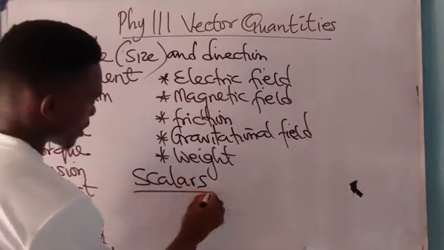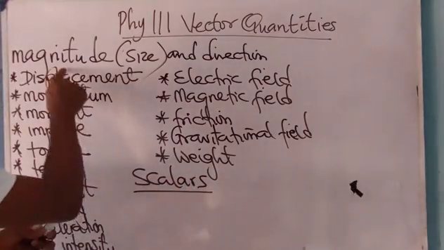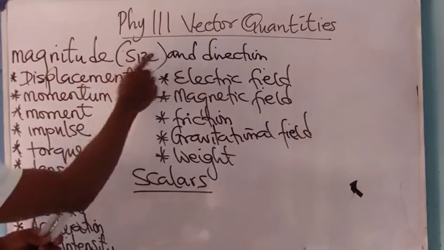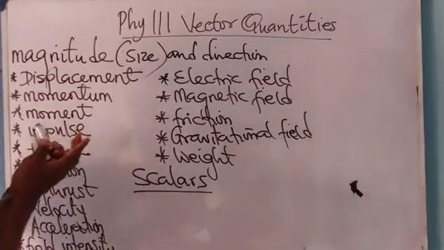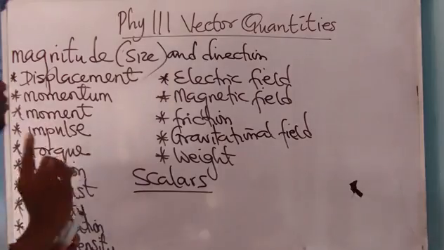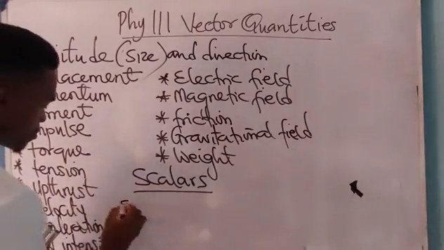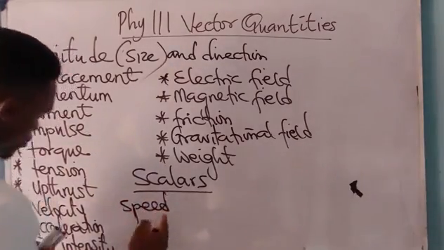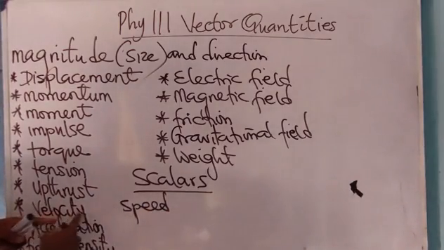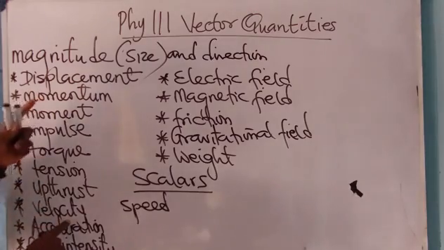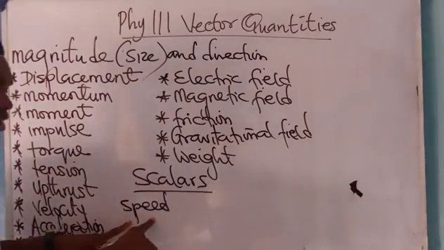Now the opposites are scalar quantities. Scalars are quantities with a magnitude or size without what? Direction. They only have magnitude or size, and they do not have direction. Examples are speed. Speed and velocity have the same dimension and unit. The velocity is a vector quantity. The speed is what? A scalar quantity.